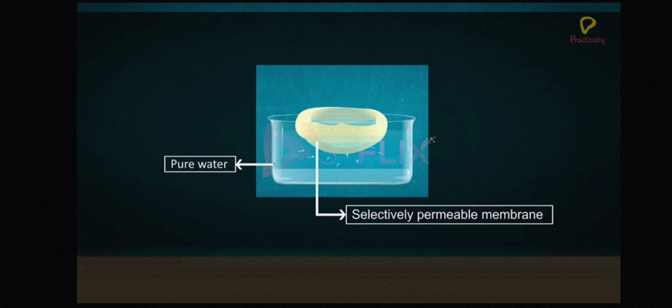After some time, we can see the rise in the level of sucrose solution inside the potato, confirming the fact that there is the movement of pure water through the potato, which is acting as a selectively permeable membrane.